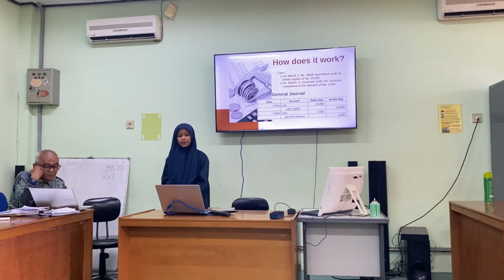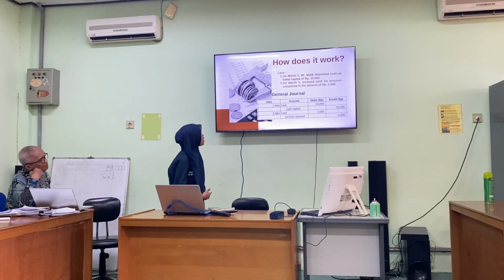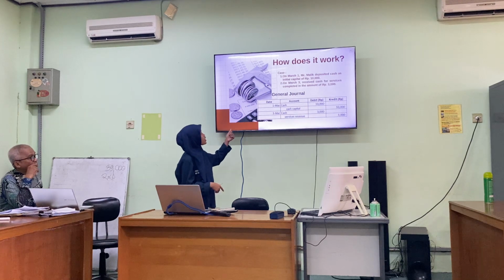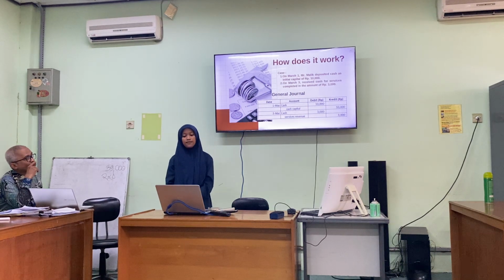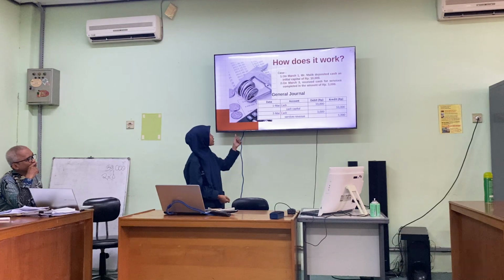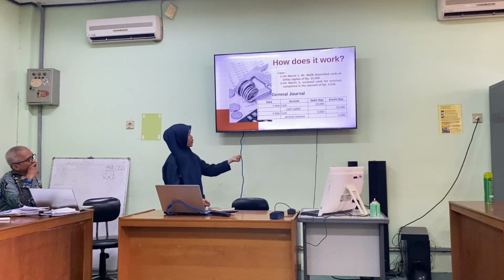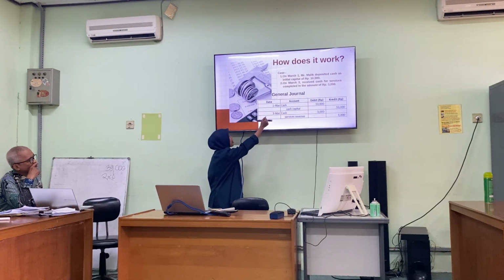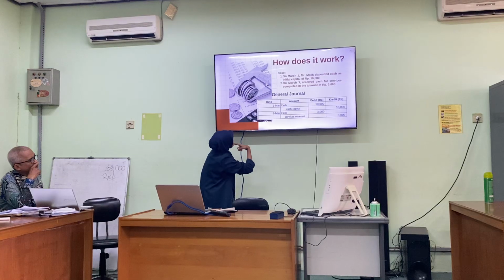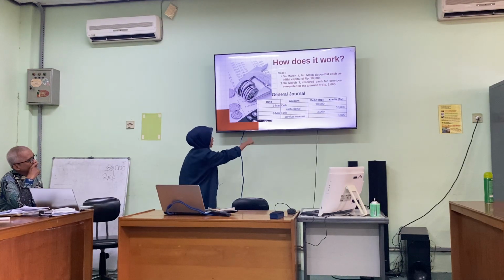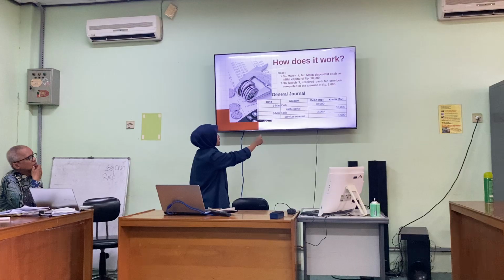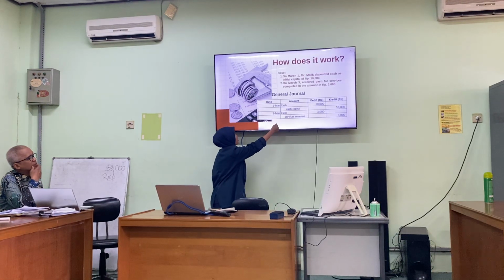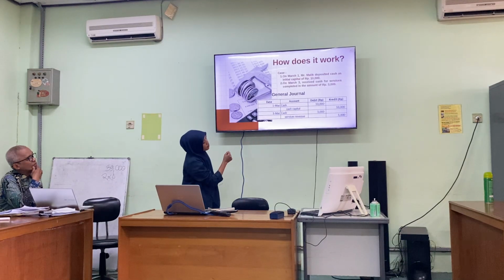How does it work? The case, the first: on March 1st, Miss deposits cash as initial capital of 10,000 rupiah. The general journal is: March 1st, the account is cash, the amount debit is 10,000 rupiah. Capital, the amount credit is 10,000 rupiah.